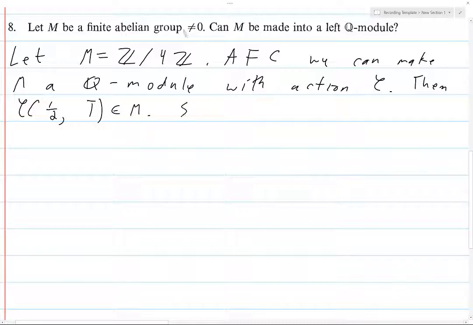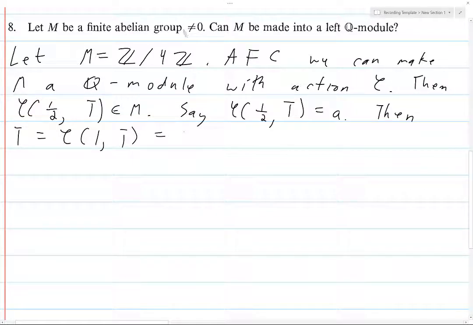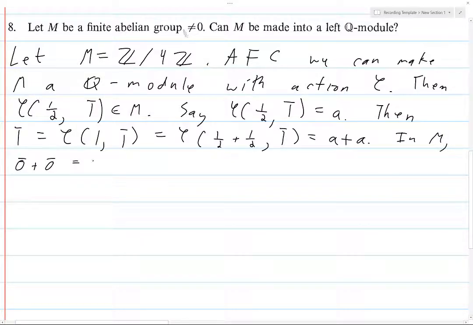So say phi of (1/2, 1 bar) is A. Then 1 bar is equal to phi of (1, 1 bar), because 1 will fix everything, and then we write 1 as 1/2 plus 1/2. Of course, because this is a module, we can bring this plus out, and this becomes A plus A. Now, in M, 0 plus 0 equals 0.